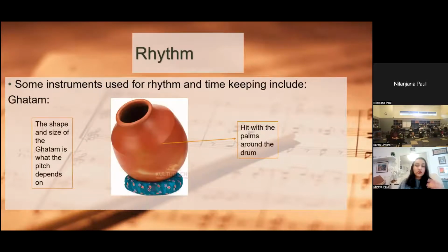Now I'm going to show you some instruments that we have that are used for rhythm and timekeeping. This first one is called a ghattam. This is used in Carnatic music predominantly, and it's shaped like a pot that you would see in Indian villages, which people use to hold substances or food or water. Basically you hit the sides of the pot. The shape and the size of the ghattam is what the pitch depends on.